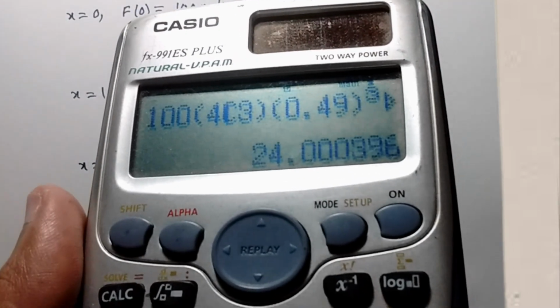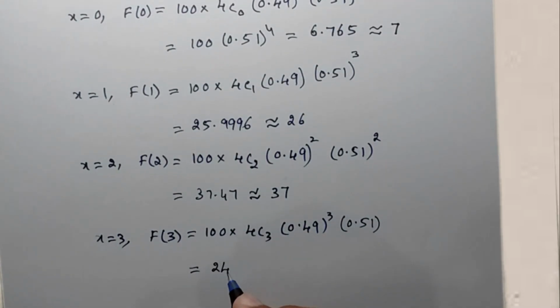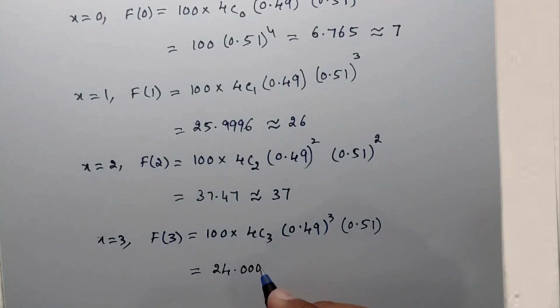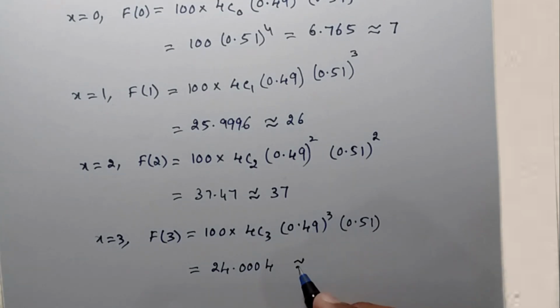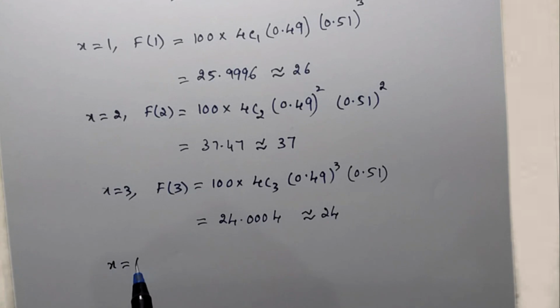You are getting the value to be equal to how much? 24 point something, so just make it as 24. So you got 24 point 0004, or approximate that to 24. Similarly, for x equals 4 you can evaluate.